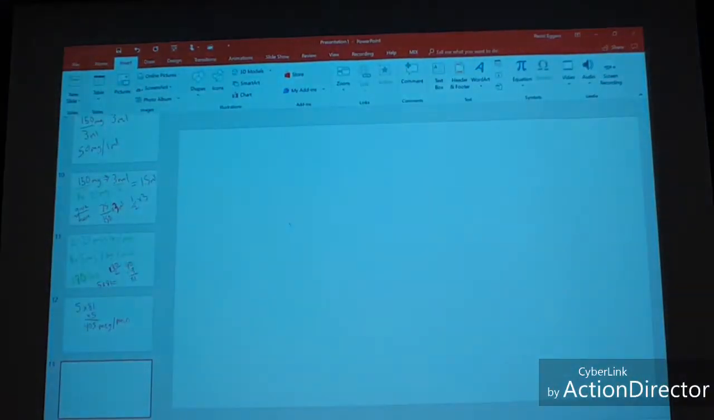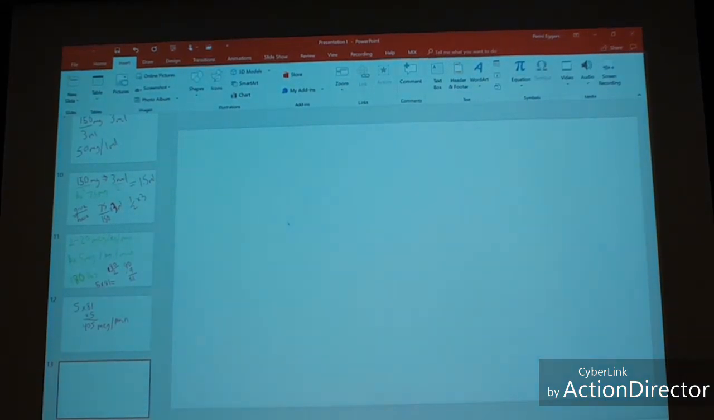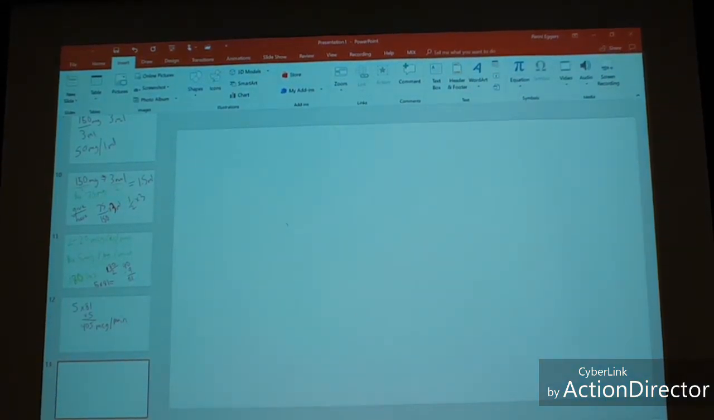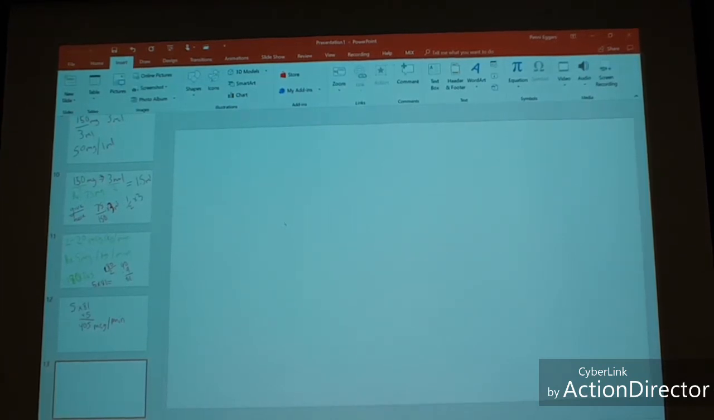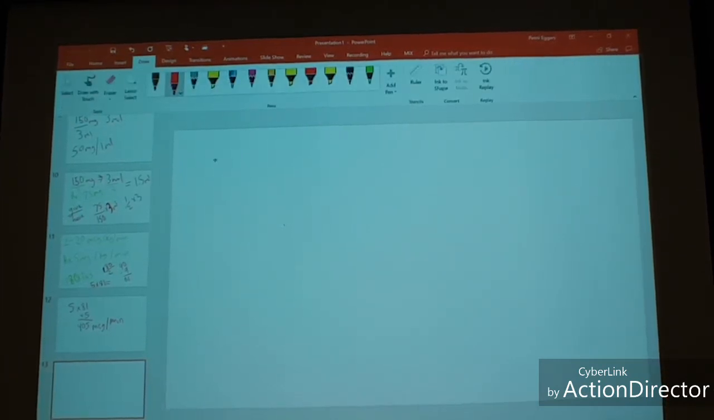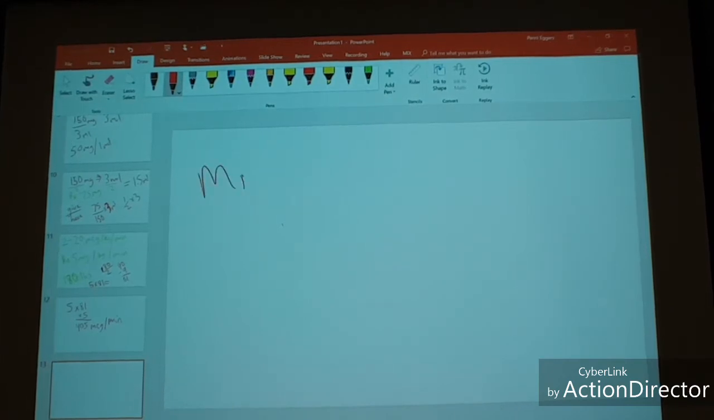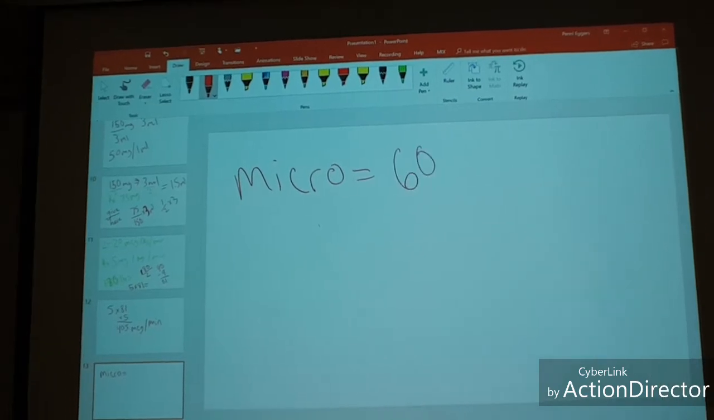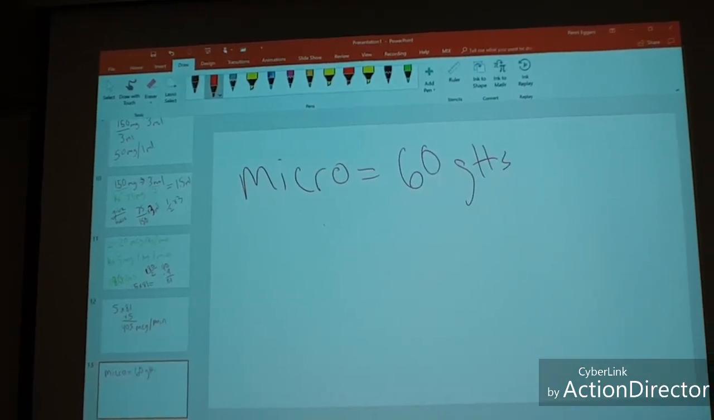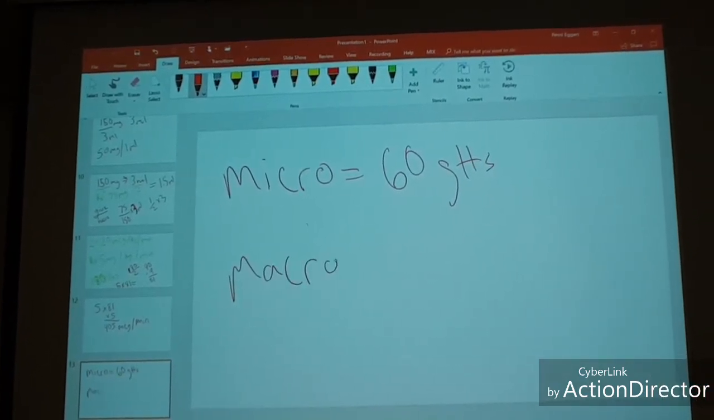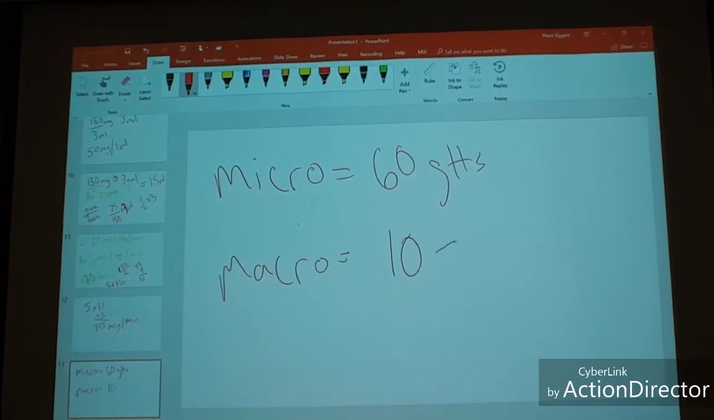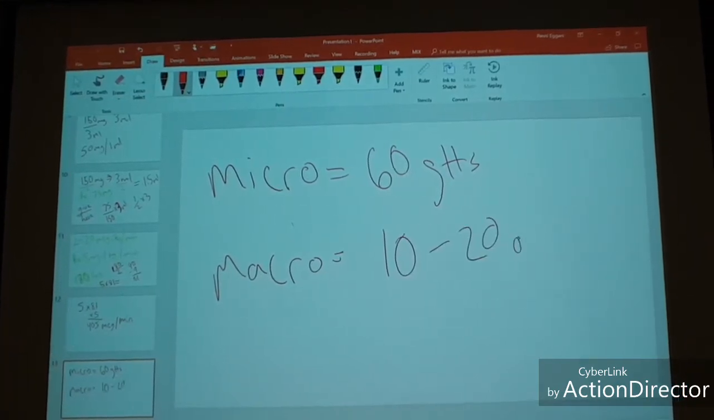Let's talk about the drip sets. Majority of the time, what are the two drip sets you have? Micro and macro. Yeah, micro, right? Micro, which is how many drops? 60. So 60 GTTs, and then macro is what? 10. Macro is 10. Sometimes you've got them at 20 drops, okay?